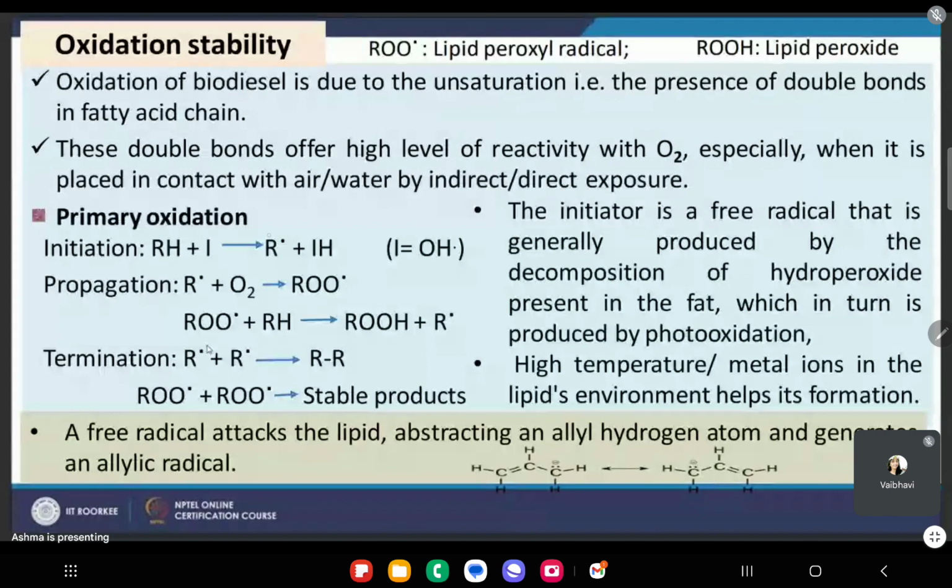What happens, the radical is formed, and this radical reacts with oxygen and forms ROO radical, and this ROO radical further reacts and forms acid along with R radical. And finally, a termination reaction takes place, in which two R radicals react to form an RR bond, and the ROO radicals react and form a stable product. And what happens, a free radical attacks the lipid, and this leads to formation of an allylic radical, and this leads to degradation.